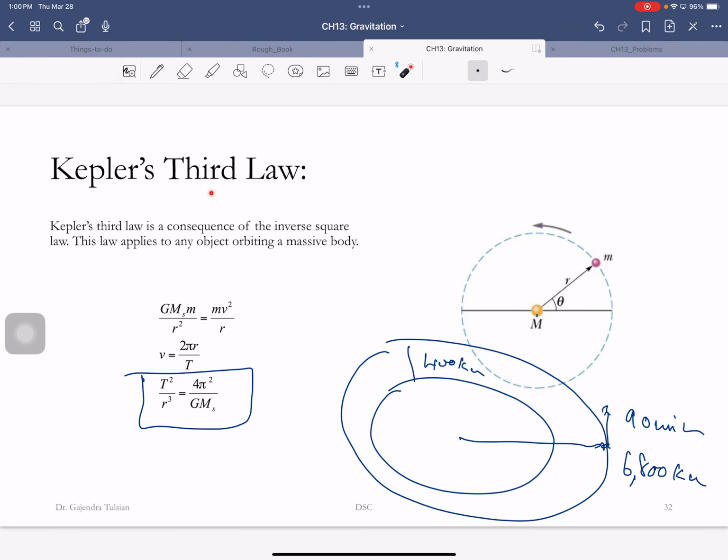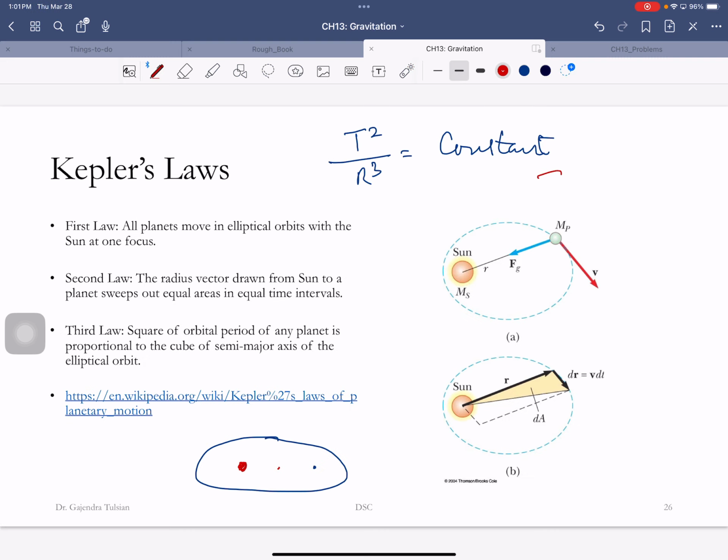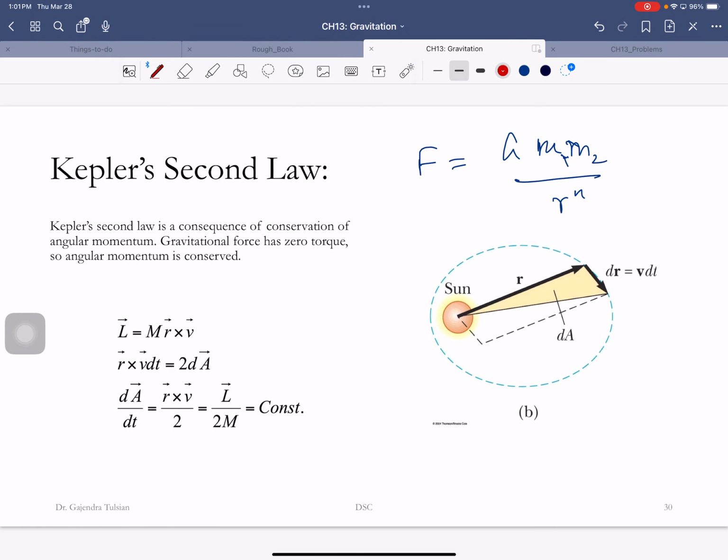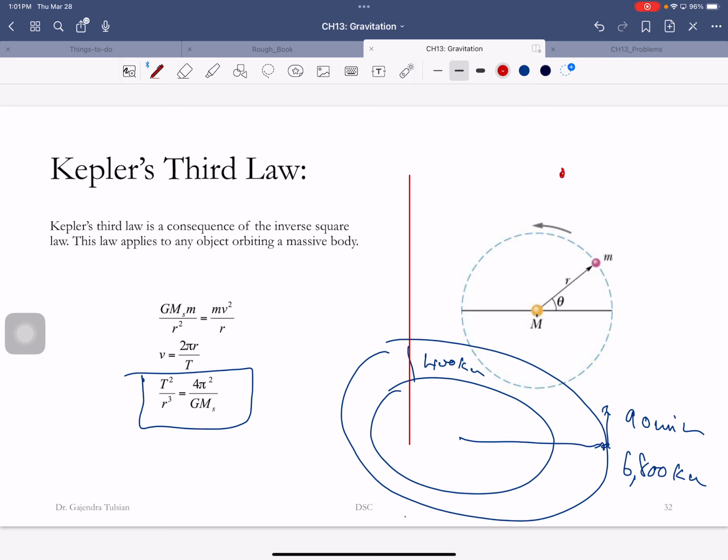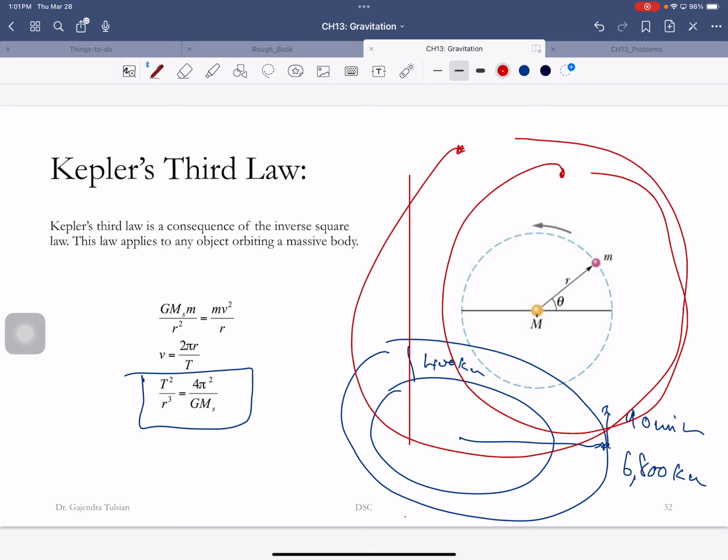This is Kepler's third law. Let's assume a circular orbit. If this little mass is going around this big mass, its period squared divided by radius cubed depends only on the central mass. So what Kepler's third law is saying is, you can have a million objects going around this object. For all of these, you take their periods squared divided by the radius cubed. That's related to the central mass.